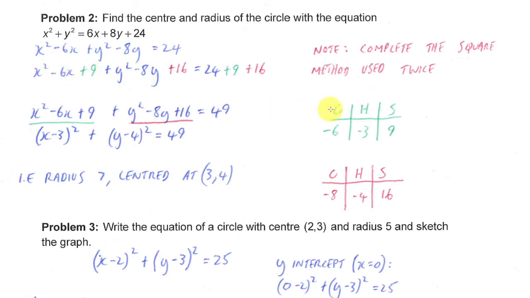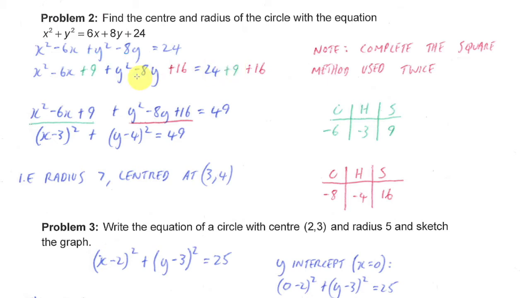So here in green, you can see I've got my little grid. The coefficient of x is negative 6. I halve it and square it, so it's 9. So I've got x squared take 6x plus 9. And if I'm doing that to the left, I have to also add 9 to the right.